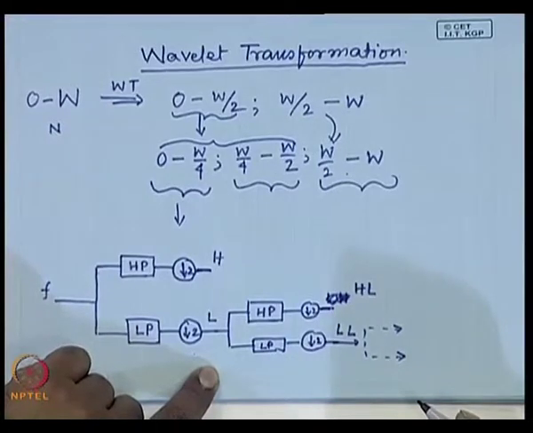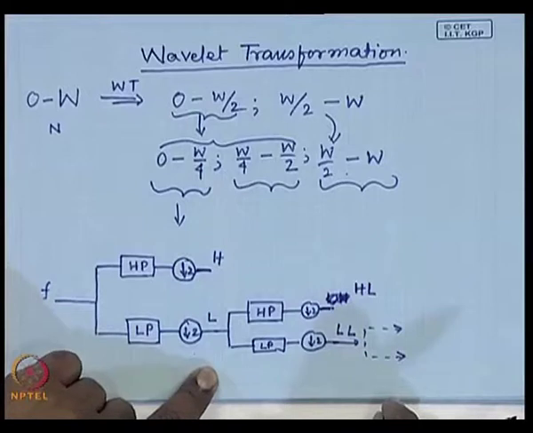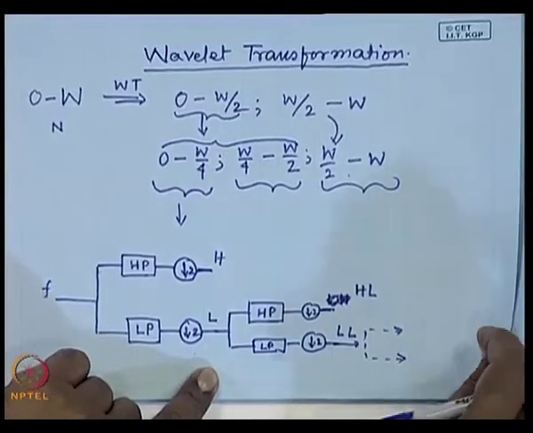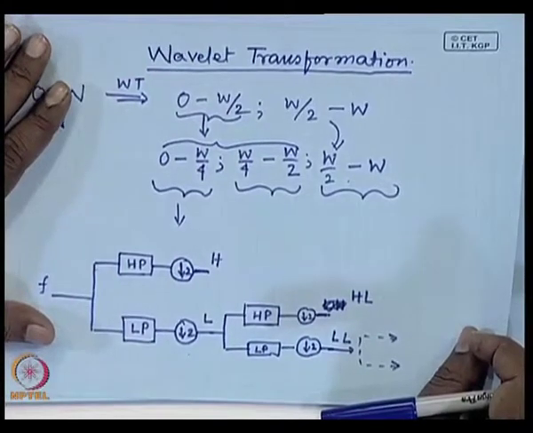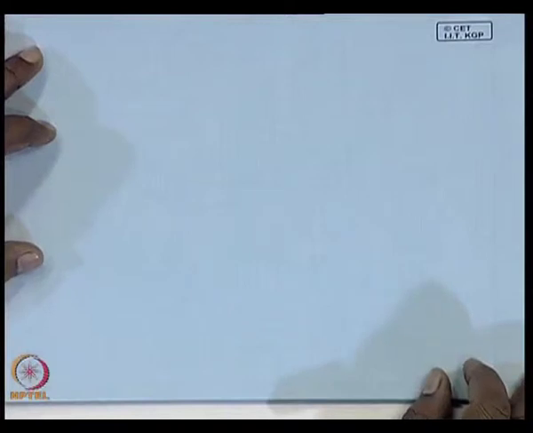Is that okay? And this set of coefficients that I get in different subbands is what is called the wavelet transformation coefficients. Okay. So, this is what I have in the case of a one dimensional signal. What do I have in the case of images? Because an image is a 2 dimensional signal.